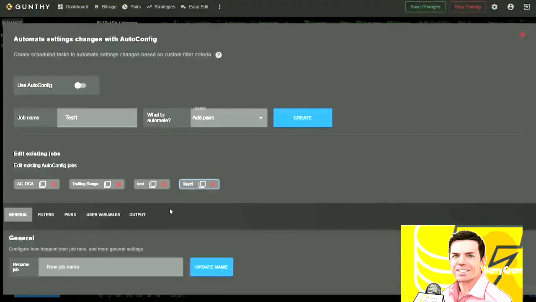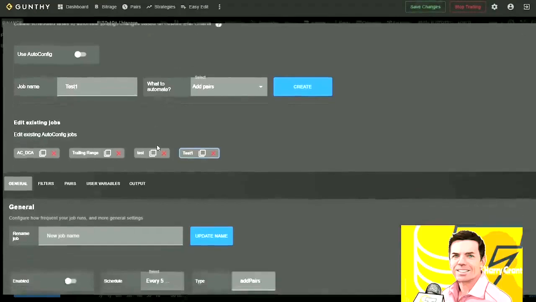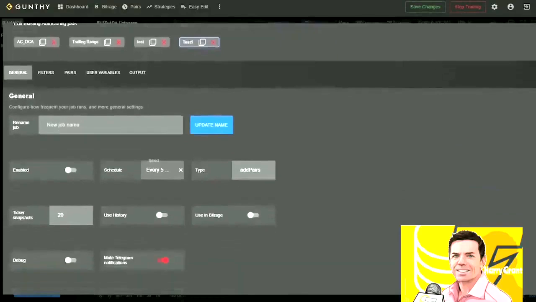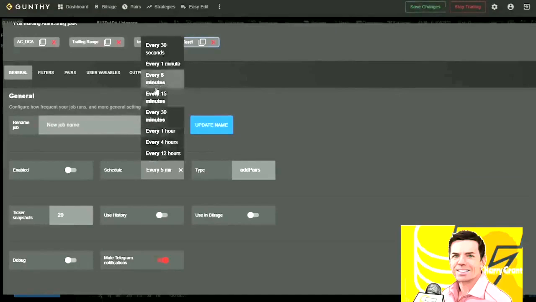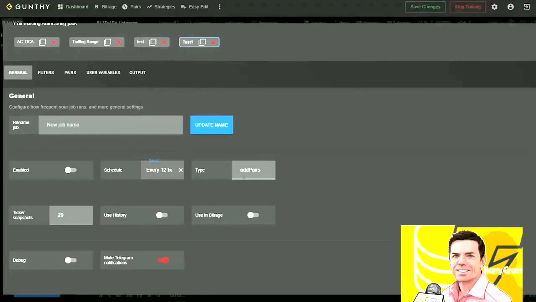So what you used to have to do in the past is manually filter those pairs again, add them, and start the bot again. But now with autoconfig, you can do this all automated. You can schedule certain events with specific filters in order to modify your pairs or your strategies. So let's say I decide to do that every 5 minutes or every 4 hours or every 12 hours, I will add pairs that have a specific value.